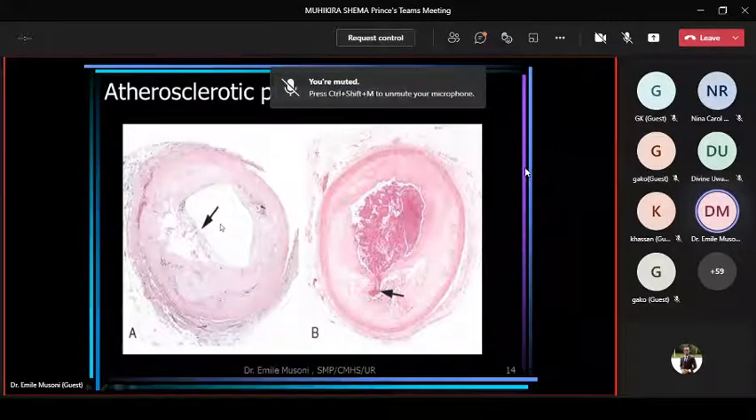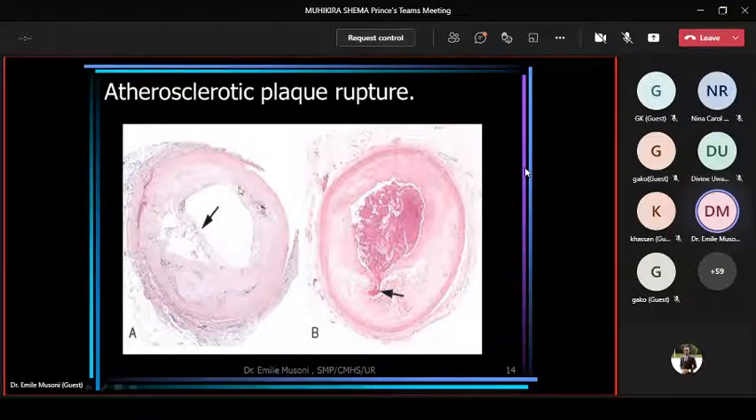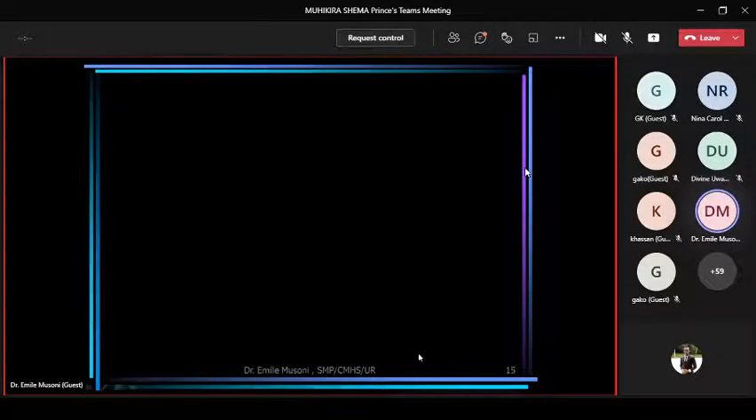Meaning that, if you remember physics, once the surface is reduced, the pressure will be increased. This is why, in the case of atherosclerosis, there will be arterial hypertension. In this one, in the case of rupture, there is hemorrhage.